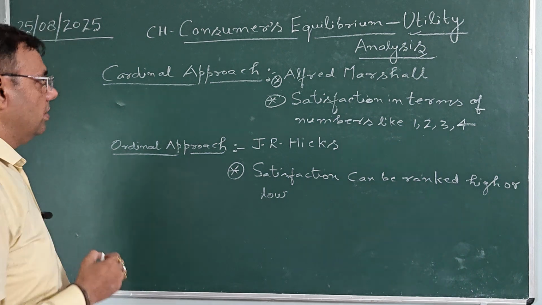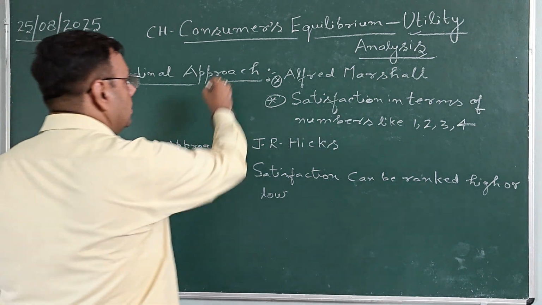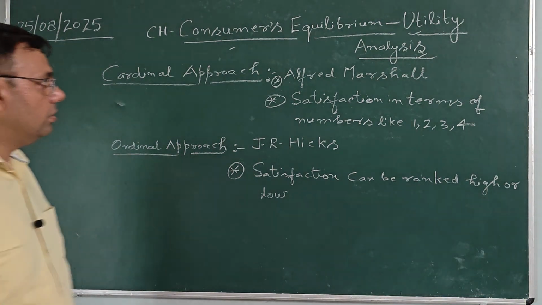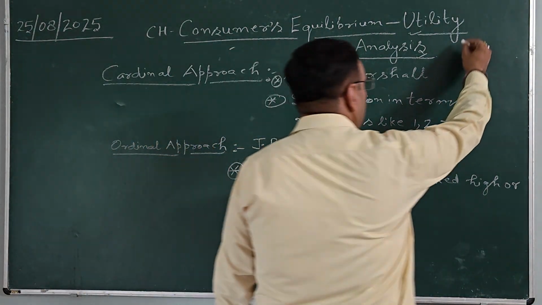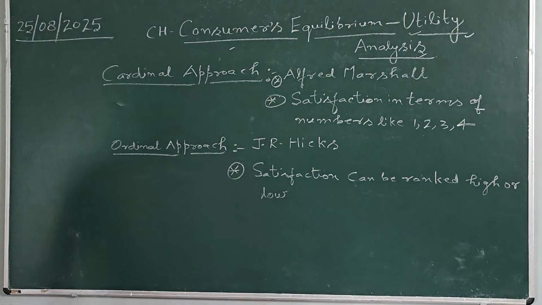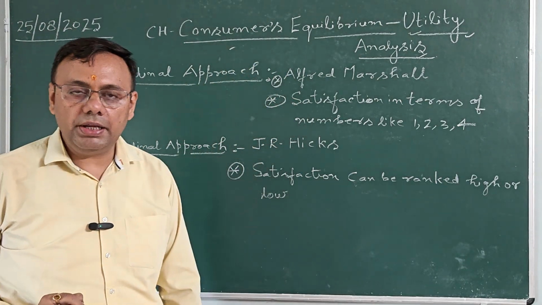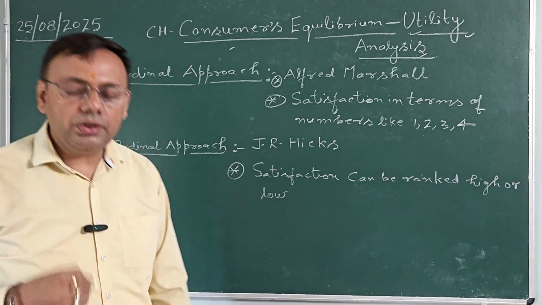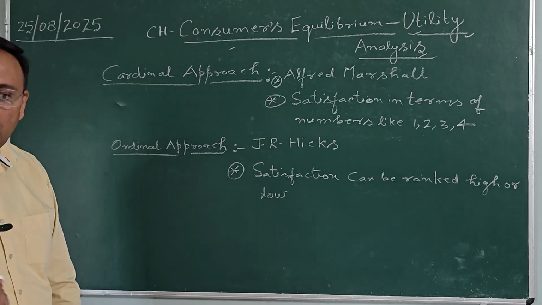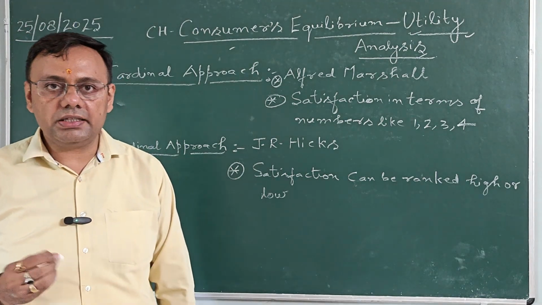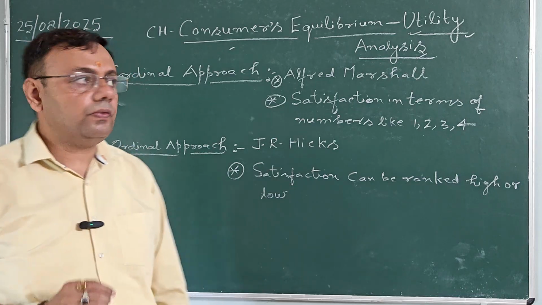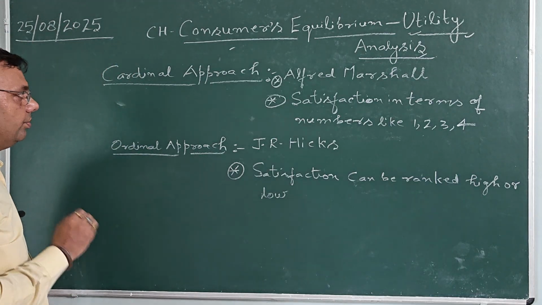Now we are discussing utility analysis, right? So, what is utility? Utility is the want satisfying power of a commodity. And how does it come out? It comes out after the consumption of a commodity, or we can say consumption of a unit of a commodity, and it can be expressed in terms of units. So now we know about utility.